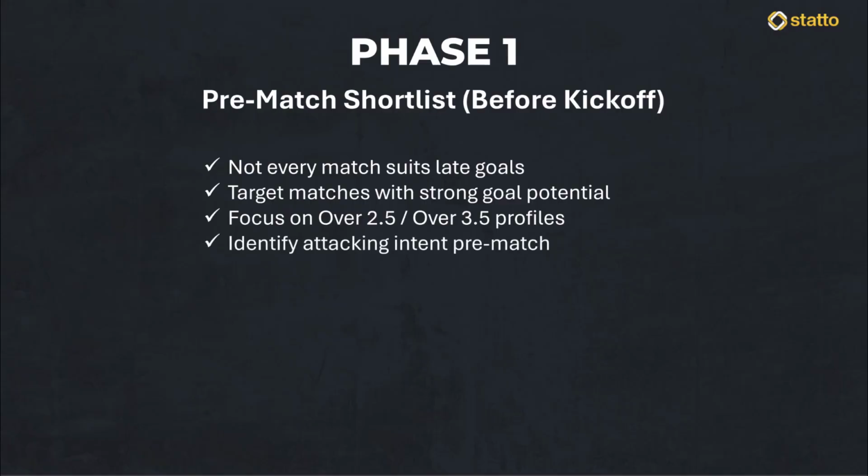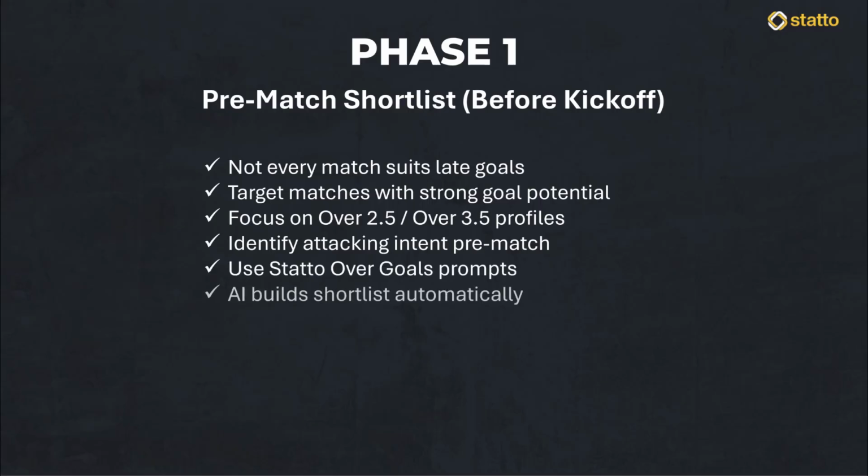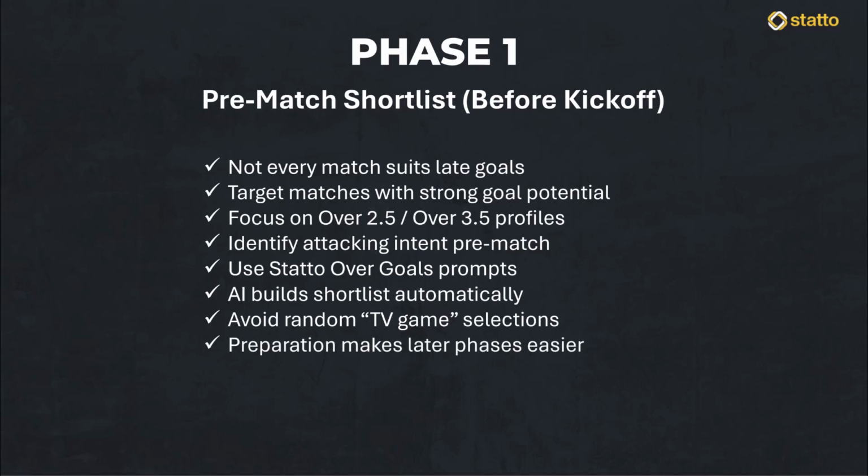And this is where you can use the Statto app to your advantage. Instead of manually searching through leagues and fixtures, you can simply use the over 2.5 goals or over 3.5 goals prompts. The artificial intelligence scans leagues all over the world and builds you a short list of matches that show strong goal potential based on the data, so before the matches even begin, you already know which games are worth paying attention to later on, and that saves you a huge amount of time while keeping your approach structured. When I first started out, I used to jump into matches randomly, just based on what I fancied or what was on TV, and that was a massive mistake because most of those games were never good candidates for late goals in the first place. Once you start filtering properly at this stage, everything else becomes much easier.